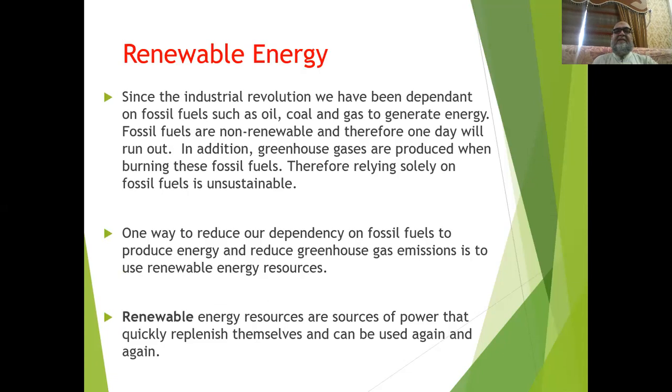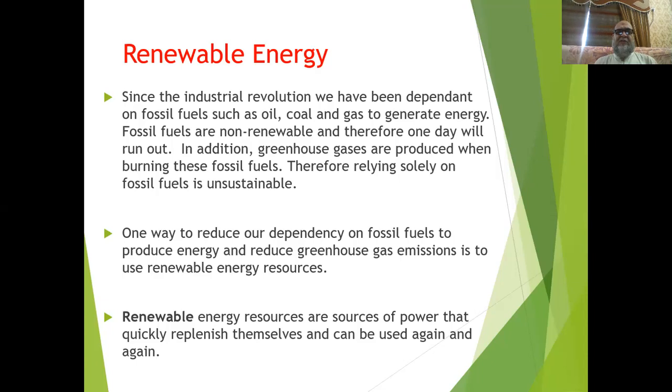Since the Industrial Revolution, we have been dependent on fossil fuels such as oil, coal, and gas to generate energy. Fossil fuels are non-renewable and therefore one day will run out. In addition, greenhouse gases are produced when burning these fossil fuels. Therefore, relying solely on fossil fuel is unsustainable.